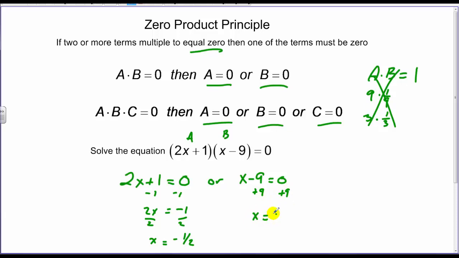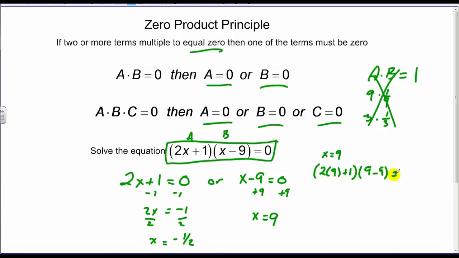So x equals 9. So if I wanted to solve this equation here, I know I have two possible solutions. X could equal 9. If x equals 9, then notice what happens. I have 2 times 9 plus 1 multiplied by 9 minus 9, and that should equal 0. And it does, because 9 minus 9 equals 0, and 0 times anything is 0. So this one checks off.